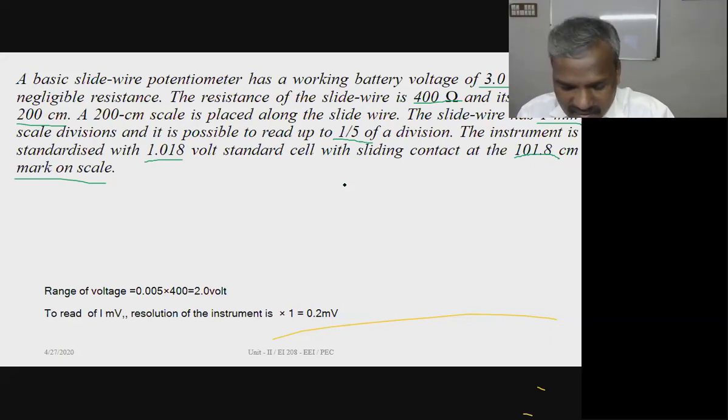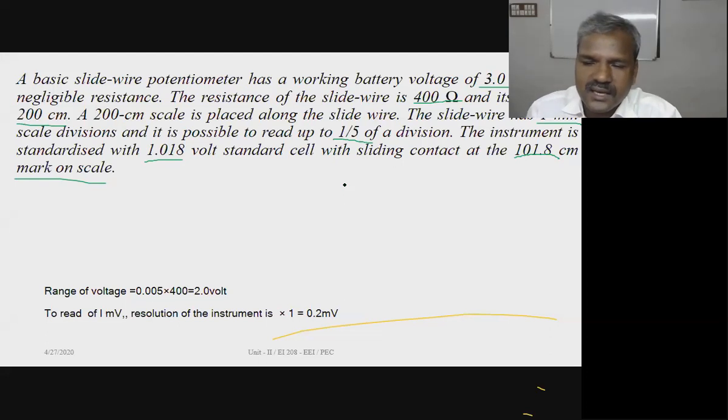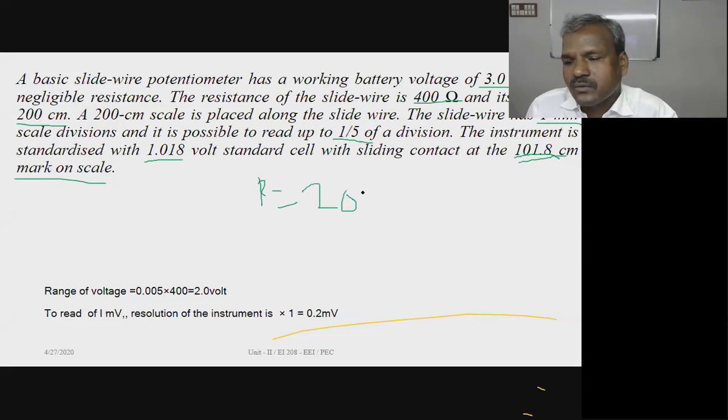Please calculate and tell me: 101.8 divided by 200 into 400 is 203.6 ohms. So when the position is at 101.8 on the slide wire, the resistance is equal to 203.6 ohms.